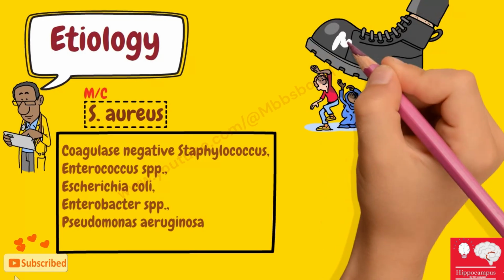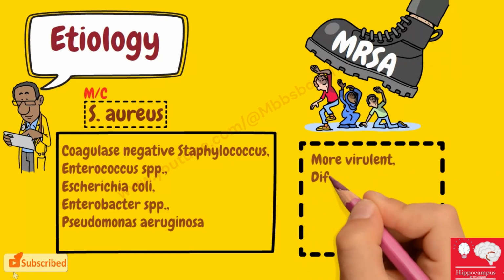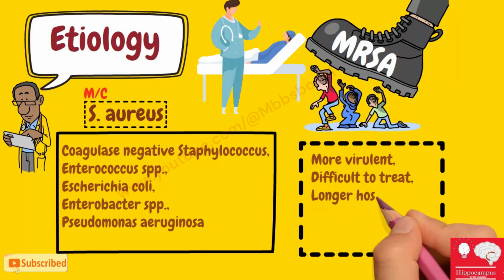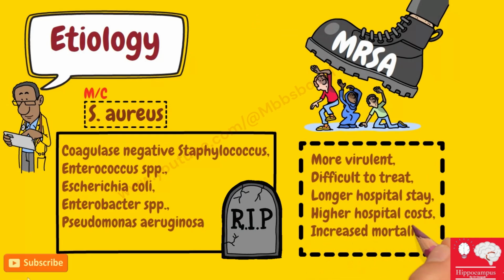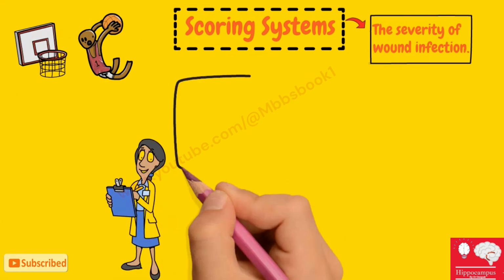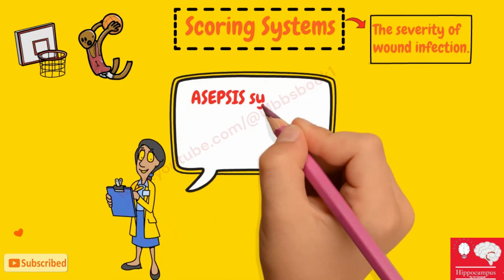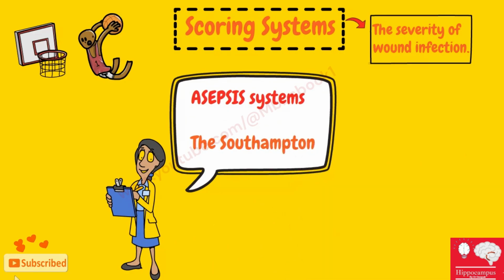Methicillin-resistant Staphylococcus aureus, that is MRSA, is a serious surgical site infection because it is more virulent, difficult to treat, and associated with longer hospital stay, higher hospital costs, and increased mortality. Now, there are two scoring systems which we should know. These scoring systems are the ASEPSIS wound score and the Southampton wound score.